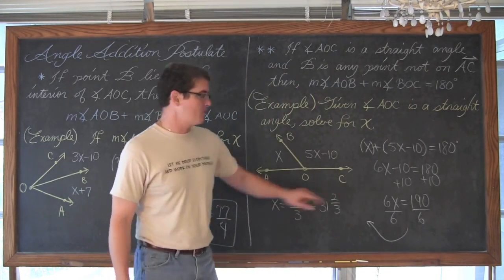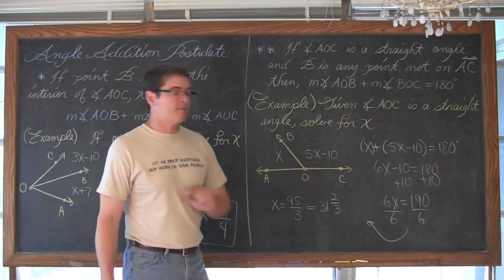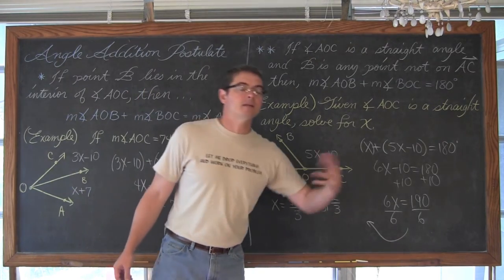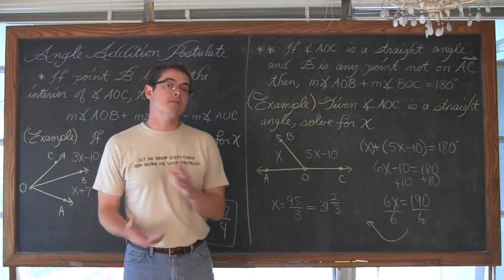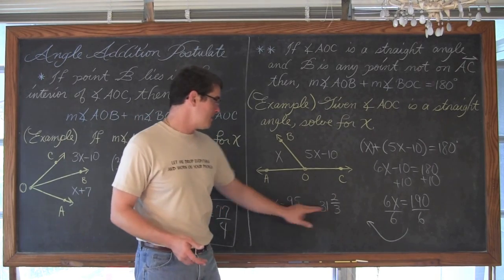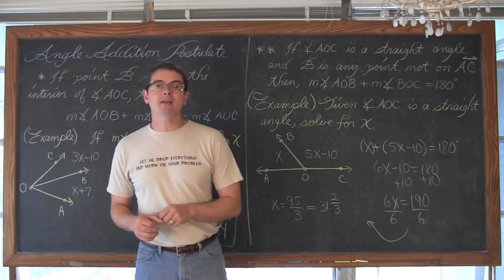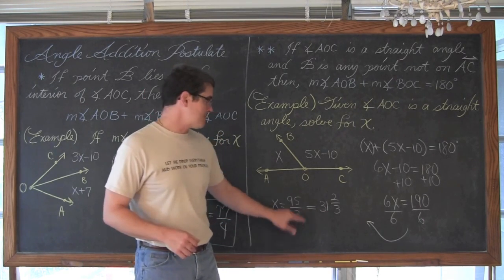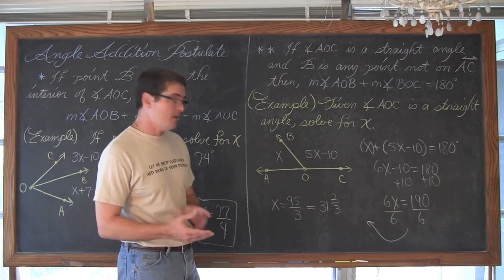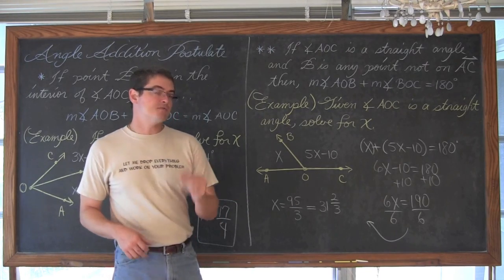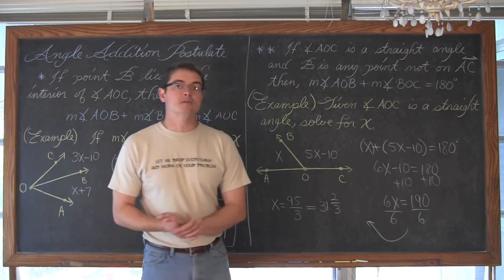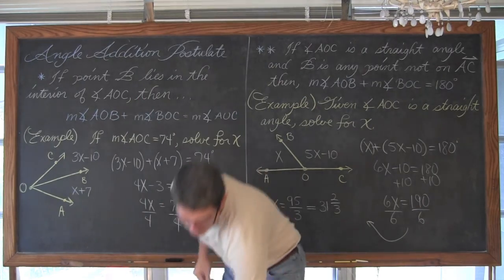So if you want to convert that to a mixed fraction, 95 divided by 3 is 31 point and so on. So there's a decimal afterwards. So 31 times 3 is equal to 93, and 93 from 95 gives a remainder of 2. So we have 31 2/3. So that is the angle addition postulate.